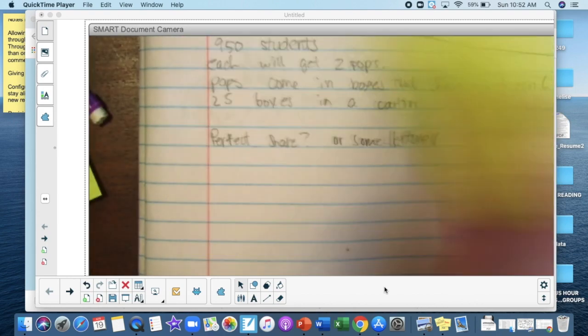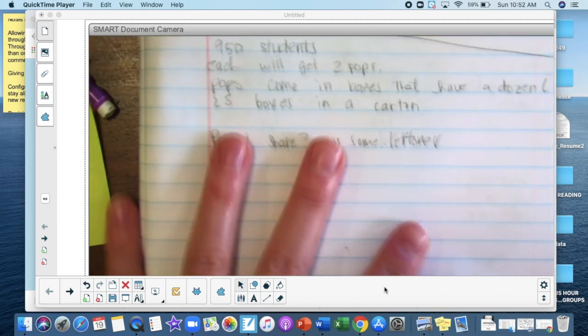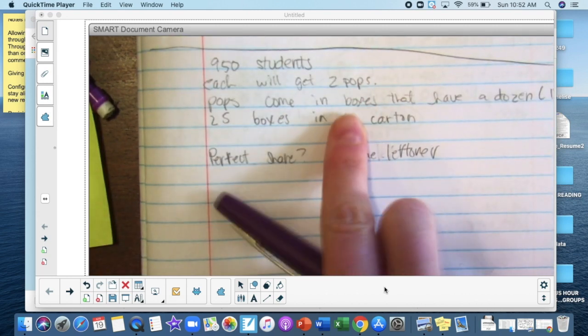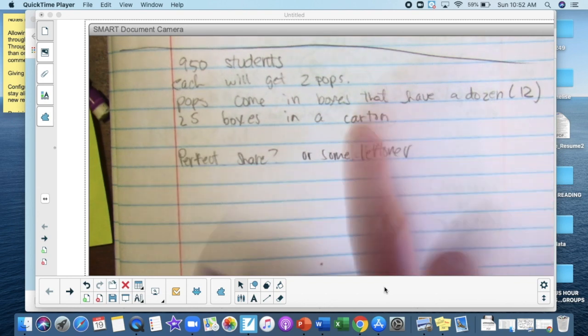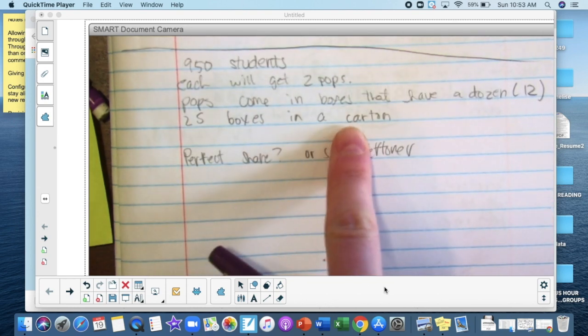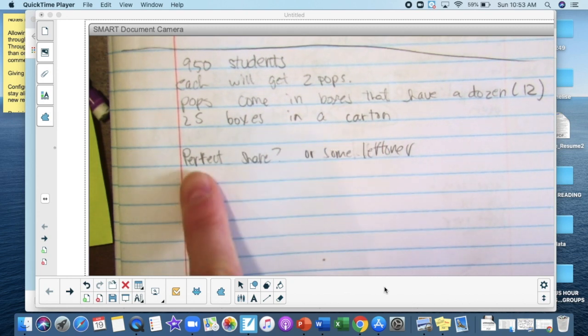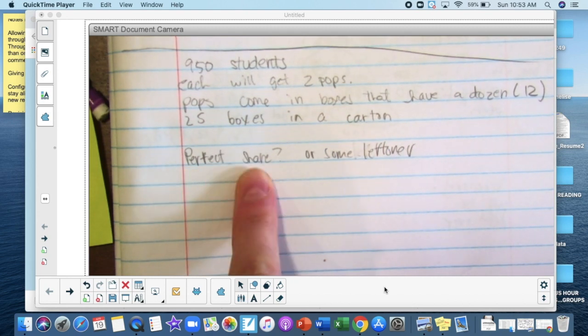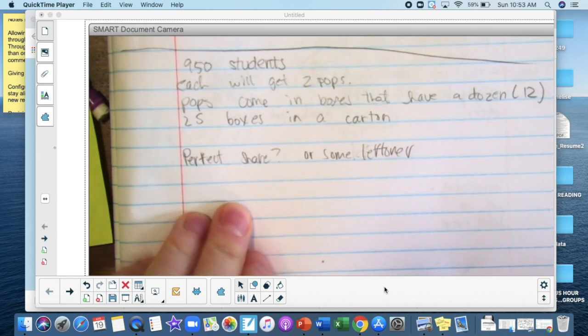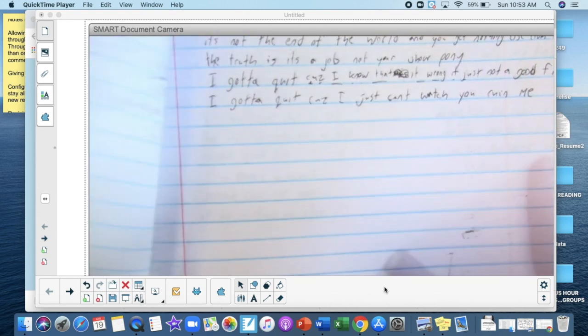For our POD, we know that there are 950 students. Each student is going to get 2 popsicles. Popsicles come in boxes that have a dozen, so that's 12. And there's 25 boxes in a carton. The principal says there's going to be a perfect share. The secretary says there's going to be some left over for the teachers to have. I did some of this work.